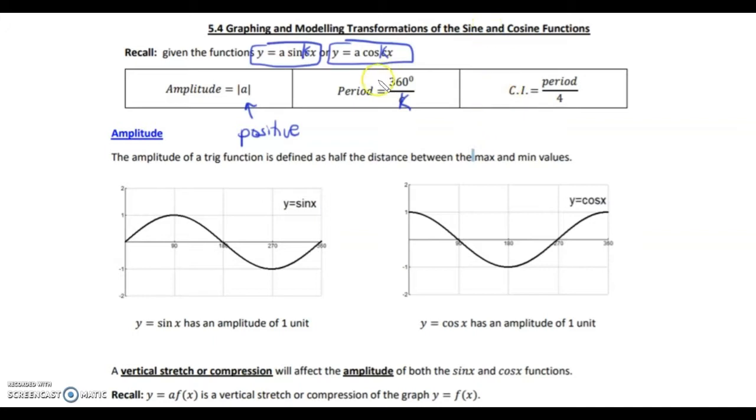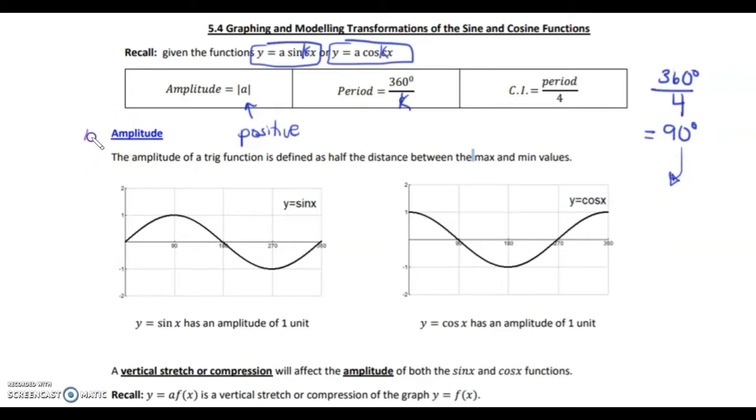What a critical interval is, for example, in the original sine and cos curves, we have 360 degrees. When we divide it by 4, because we know we have 4 sections in the sine and cos curve, we get the critical interval of 90. That means every 90 degrees, we're plotting a point. Okay, so I'll explain this right here.